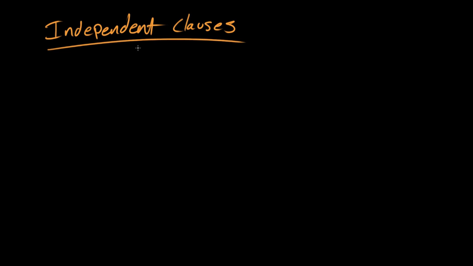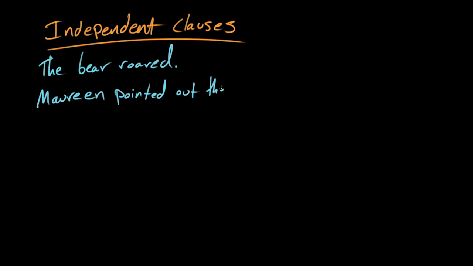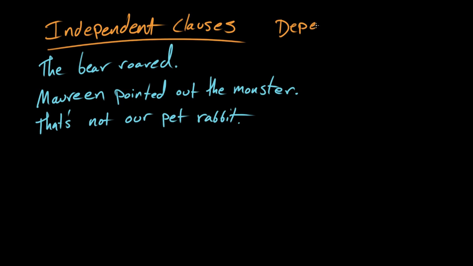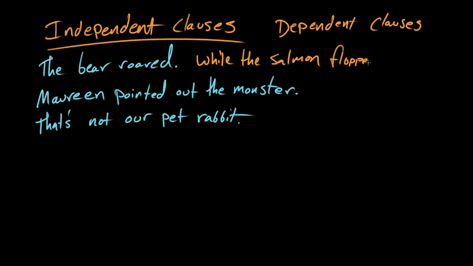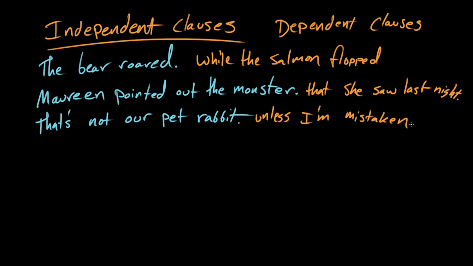I know this is confusing, so let's take a look at a couple more examples of independent and dependent clauses. The following are independent clauses. The bear roared. Maureen pointed out the monster. That's not our pet rabbit. And let's do some dependent clauses, and then you'll see that we can combine them into sentences. While the salmon flopped. That she saw last night. Unless I'm mistaken. You can see that these are all clauses; each one has a subject and a verb. The bear roared, the salmon flopped.